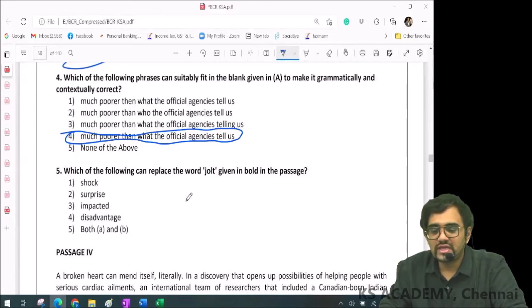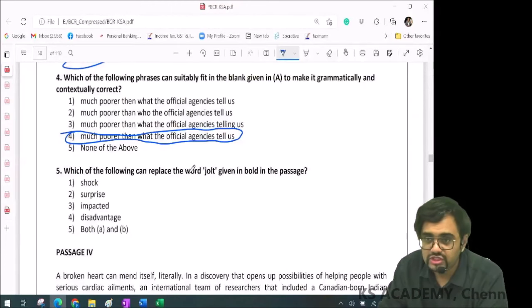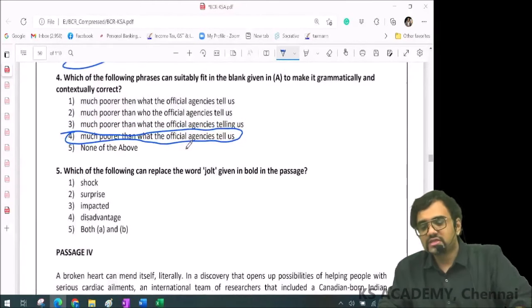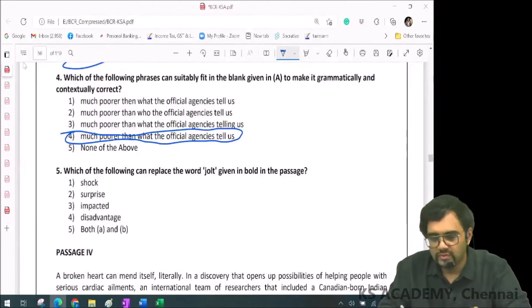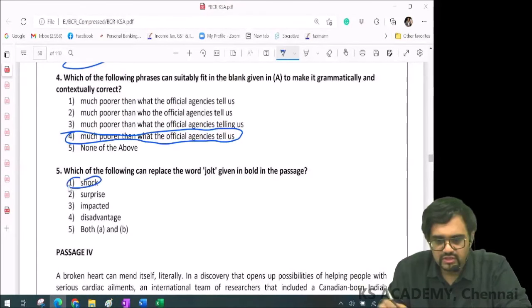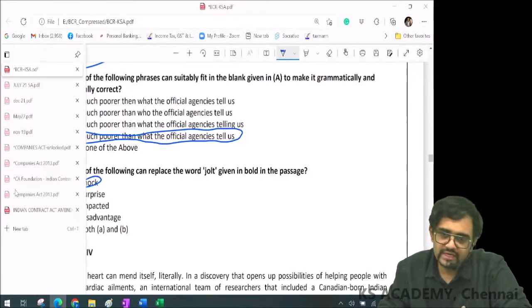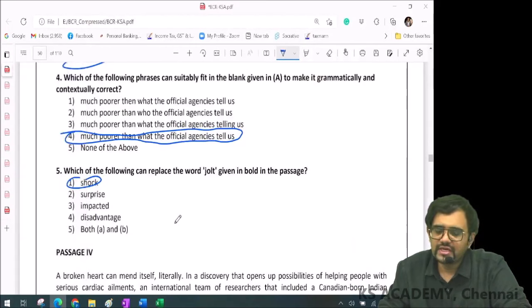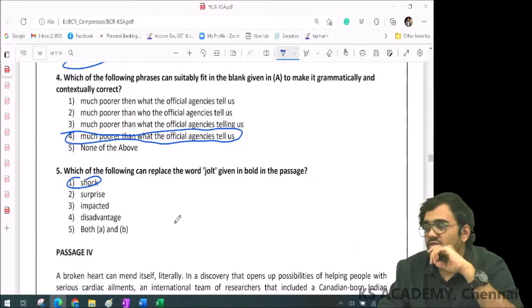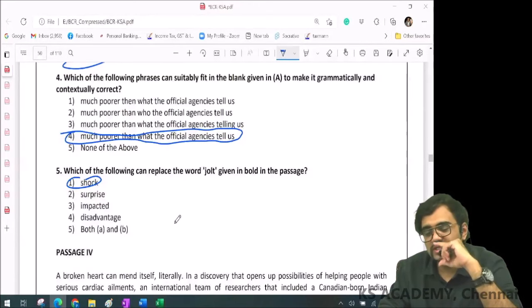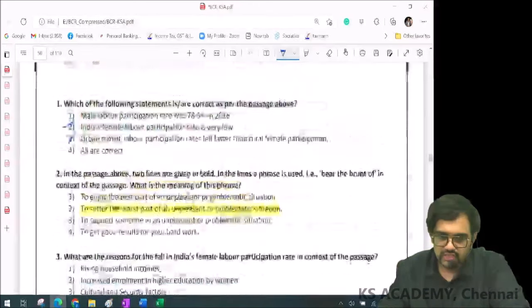Which of the following can replace the word jolt? Jolt means shock. Demonetization jolt means shock. So more than surprise, it was a shock to many people during the demonetization plan. So it is option number 1. And just because both A and B are there, it need not be the correct answer always. It can be just one. So in this case it is shock.